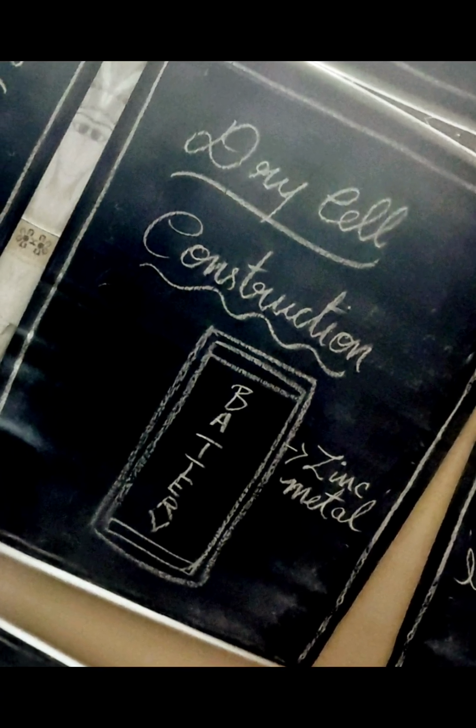Okay, now this battery also contains a carbon rod which will be in a black color. This carbon rod acts as an electrode. What is an electrode? Electrode is a metal part through which the electricity enters and leaves. That is called an electrode.